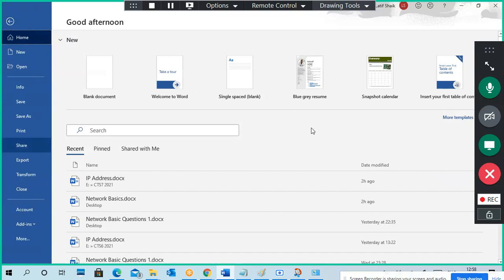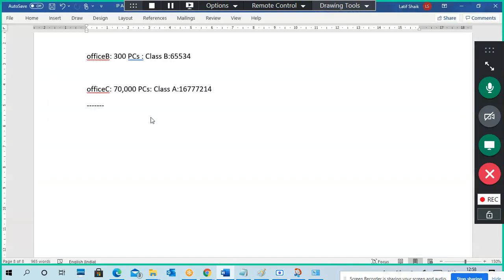Actually, there is a link sharing, that is a different one. Okay, no problem.